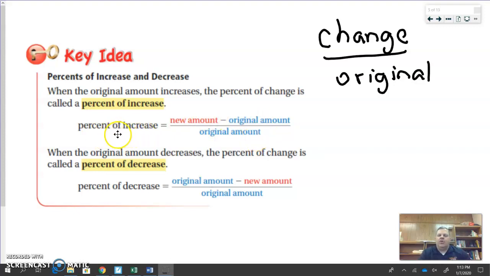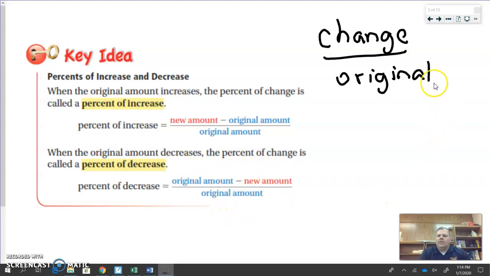That's the percent of increase. The amount is going up from the beginning. When the original amount decreases, the percent of change is called a percent of decrease. So the original would be higher than the new amount because it went down. So we're going to subtract those two, and then we're going to divide it by the original.